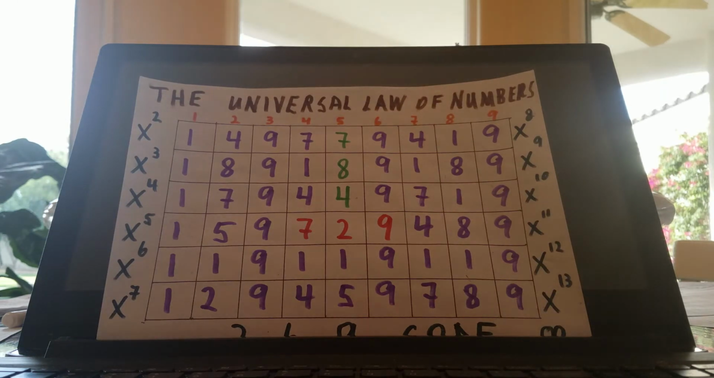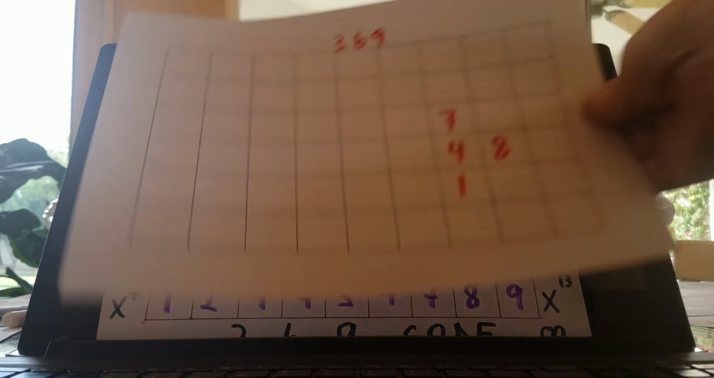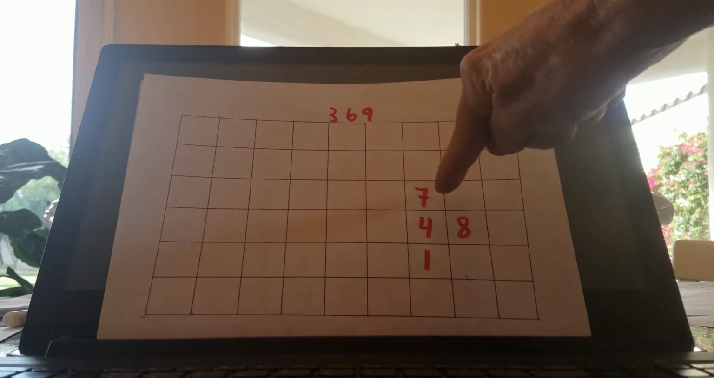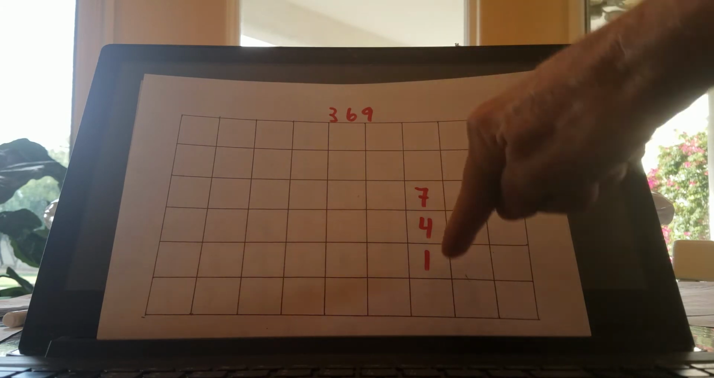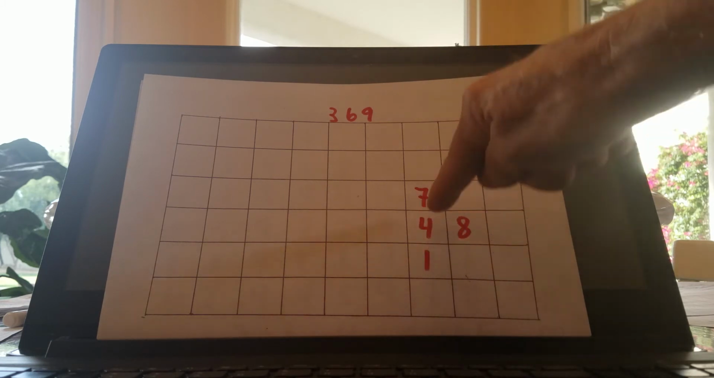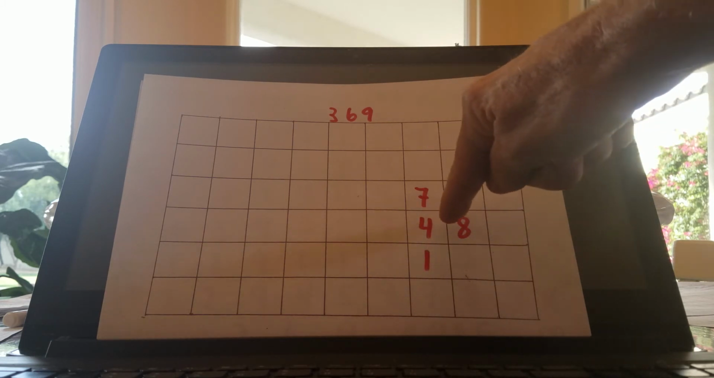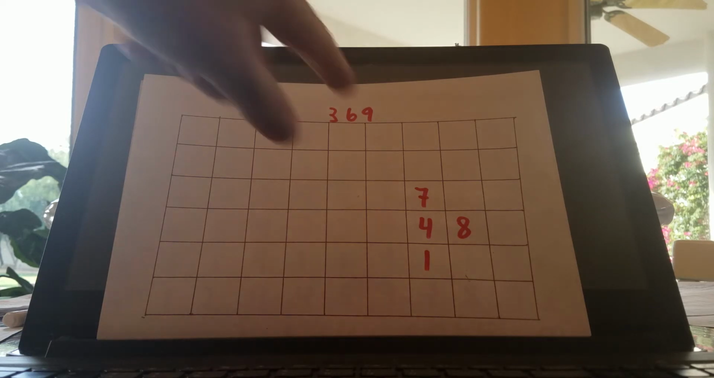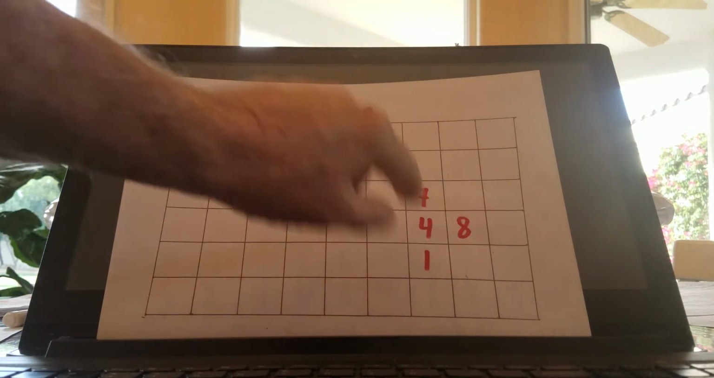Who knows? Doesn't matter. But I'm going to show you some other ways that we just get the 3, 6, 9 code. And using the same methodology. 3 is 8 and 4, or 7, 4, and 1. 6 is 8 and 7, is 15. And that's a 6, and 9 is 8 and 1.